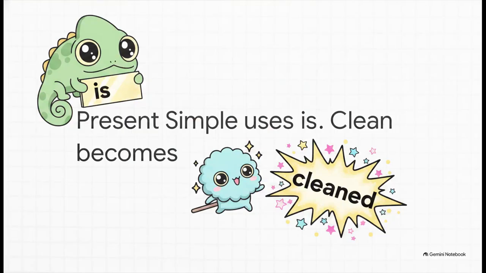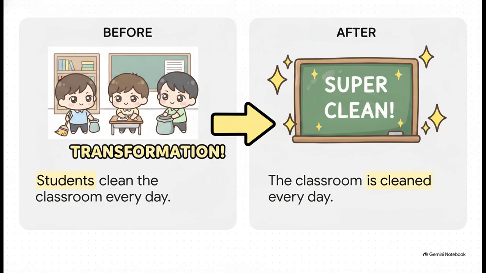Right, now for those final 2 mathematical steps. Since our original sentence was in the present simple tense, our chameleon be verb needs to become is. And for step 3, our main verb, clean, simply changes to its V3 form, which is cleaned. And when you put it all together, look at that! We flawlessly went from our active starting point, students clean the classroom every day, right to our polished passive finish. The classroom is cleaned every day. You literally just applied the formula.